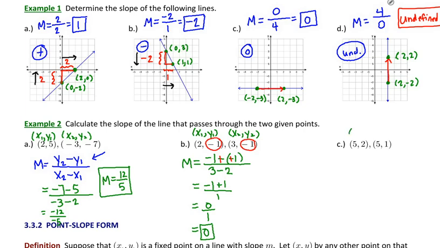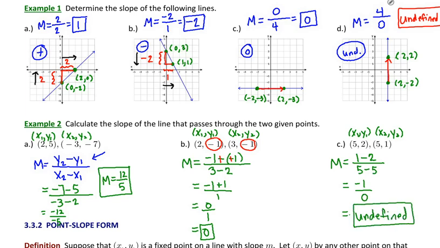Okay, one more. Let's call the first one x sub 1, y1, x2, y2. And we'll calculate the slope as the difference in y values, y2 minus y1, over the difference in x values, 5 minus 5. So this gives us negative 1 over 0. And there we have that 0 in the denominator again. This is an undefined operation. So we say the slope is undefined.